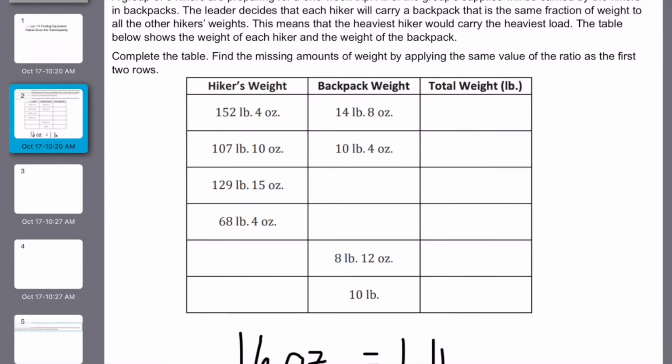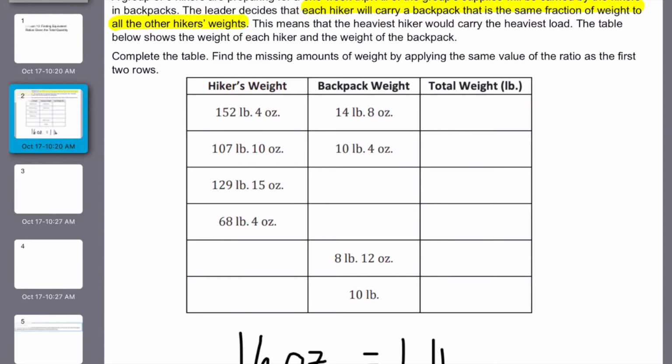A group of 6 hikers are preparing for a 1 week trip. All the group's supplies will be carried by the hikers in backpacks. The leader decides that each hiker will carry a backpack that is the same fraction of weight to all the other hikers' weights. So I'm going to highlight that. That seems super important. Each hiker will carry a backpack that is the same fraction of weight to all other hikers' weights. Okay. This means that the heaviest hiker would carry the heaviest load.